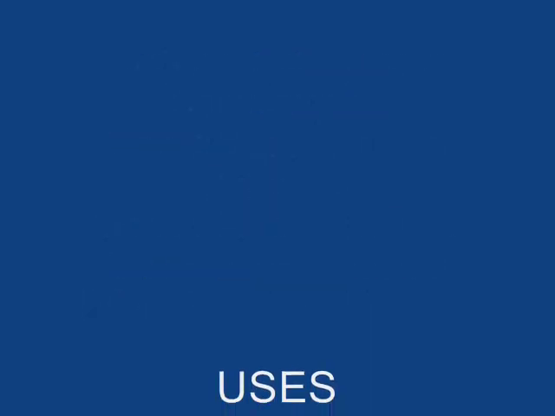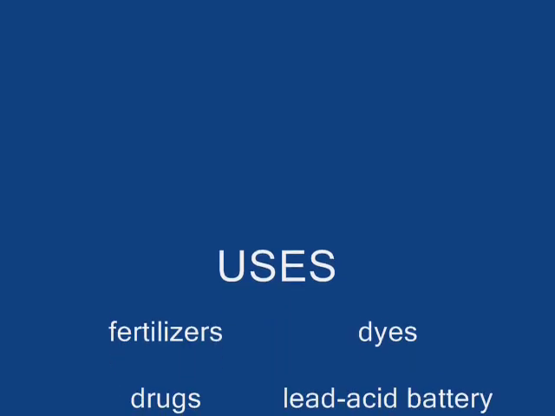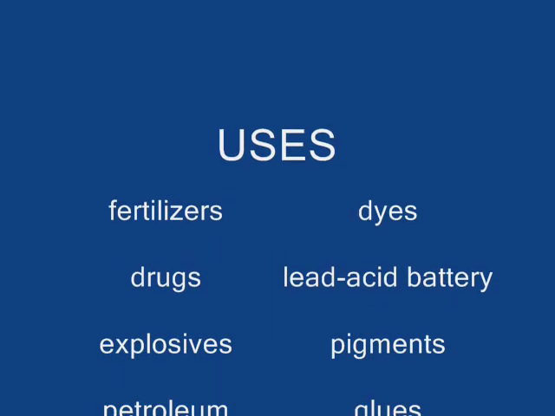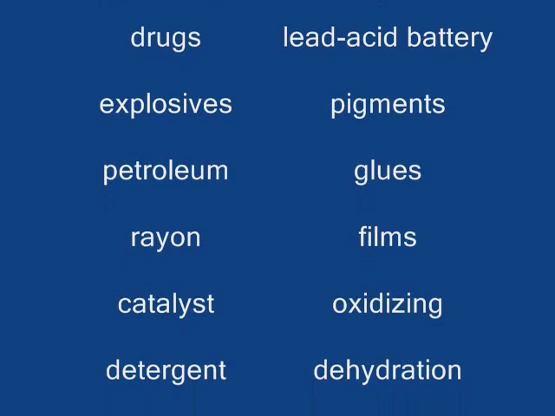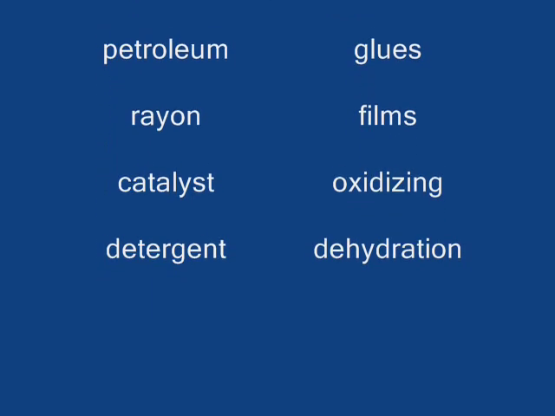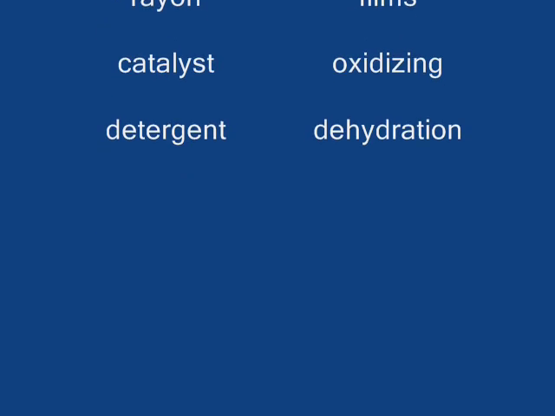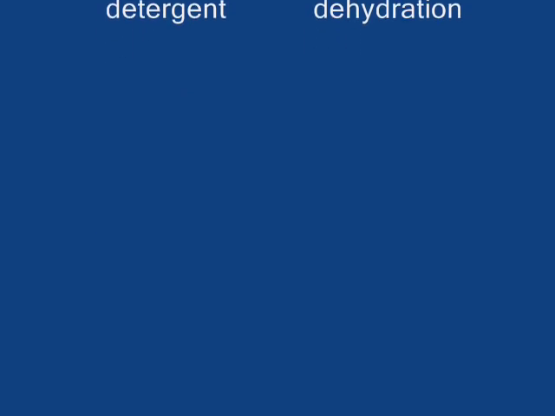Sulfuric acid isn't just used to burn your enemies. It is used to manufacture fertilizers, pigments, dyes, drugs, explosives, detergents, inorganic salts and acids, petroleum refining, lead-acid storage batteries, which are found in cars, glues, rayon, and films.